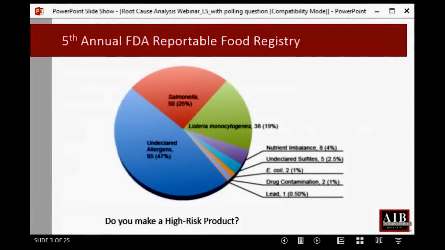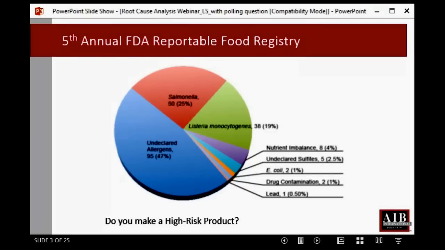So this is a very important chart in the United States. The FDA comes out with a yearly review of what is causing foodborne disease and illness in the United States. And I just want you to take a look at it. If you look at undeclared allergens, that is 47% of all the recalls in the United States. And then if you were to add Salmonella, 25%, and Listeria monocytogenes, 19%, you would come to realize that 91% of all of the recalls domestically in the United States are from those three things.